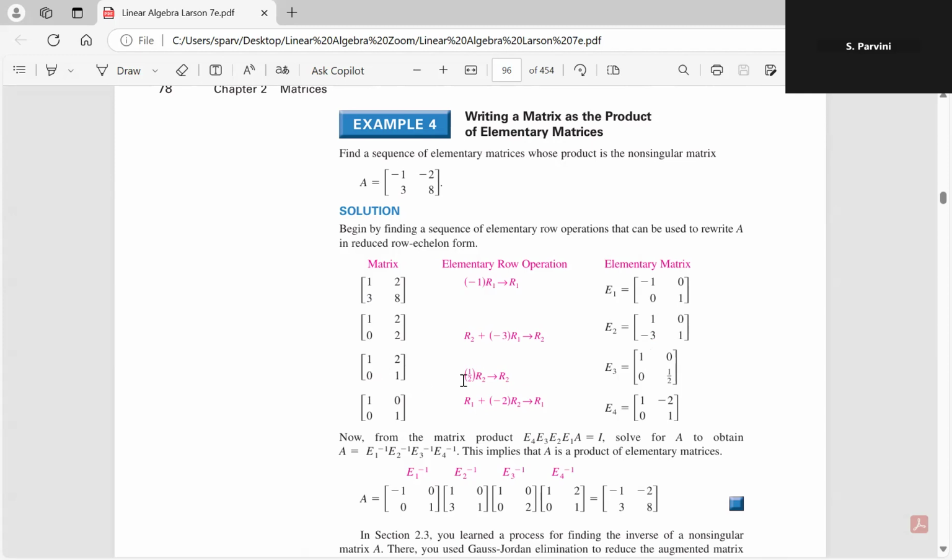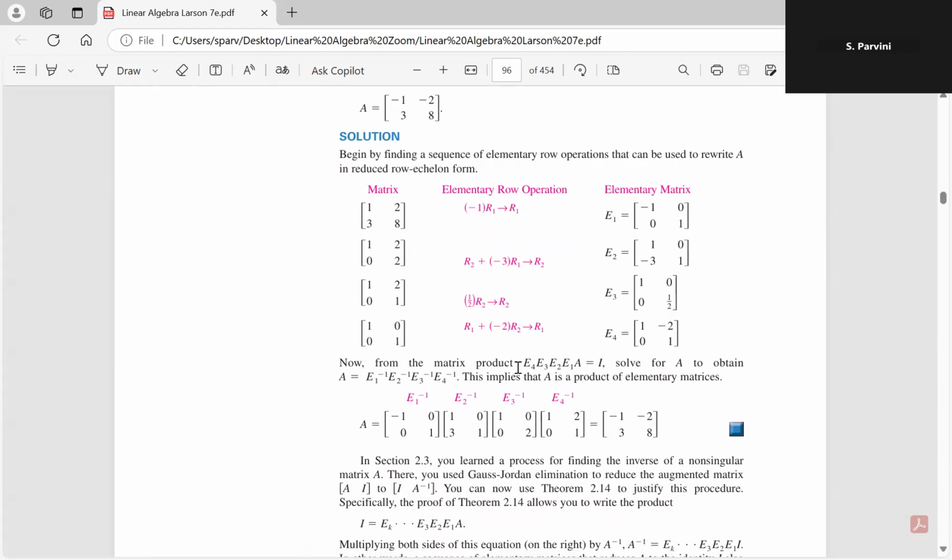Then he does the next one, half times R2. He does half times R2 of an identity matrix. And finally, to get the 0 above 1, he says, I'm going to do -2 times second row added to the first row. He's going to do the exact same thing to the identity matrix. Remember, there is no connection between E1, E2, E3, E4. Every time you do a row operation, you create a brand new elementary matrix from scratch, from the identity matrix.